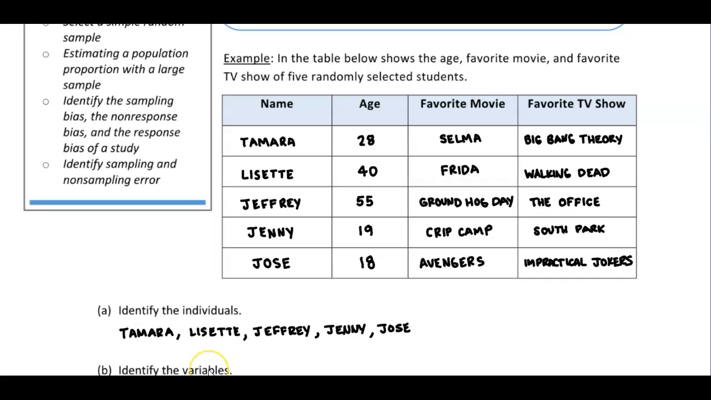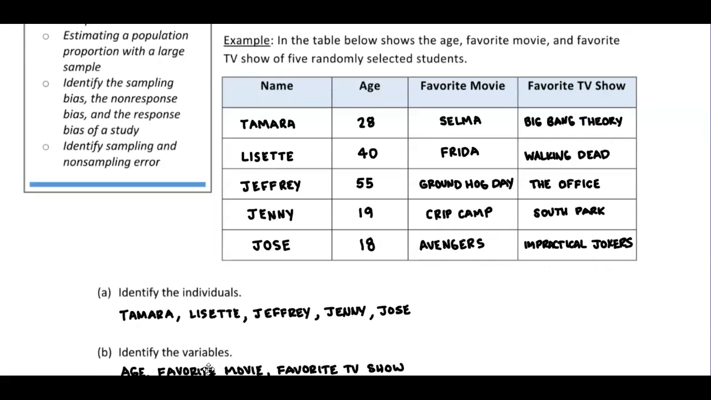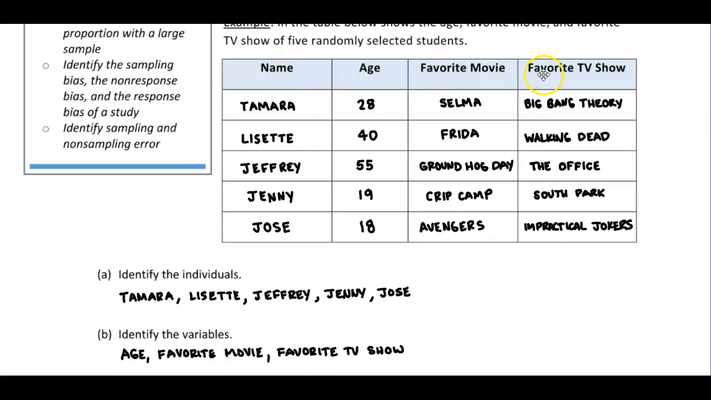In part B, we want to identify the variables. The variables are the titles of the columns. In this case, it's the age, favorite movie, and favorite TV show.